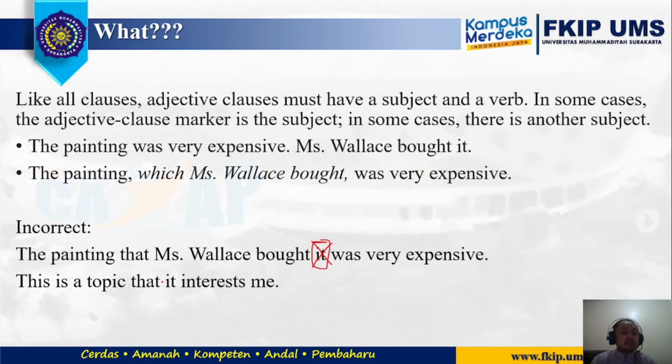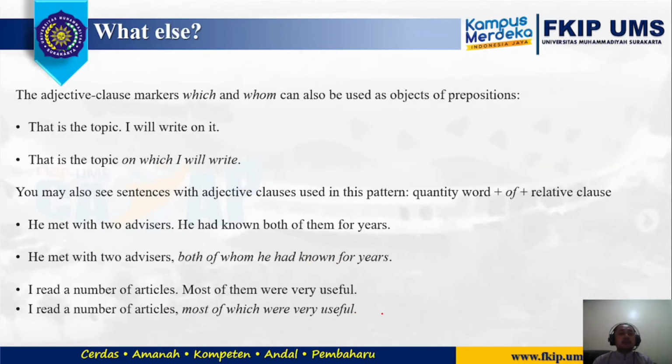Like the second sentence here, it is almost the same case. This is a topic that it interests me. Topic interests me. So it means that we do not have to put it again here. So that's why it's incorrect. We should not put another noun to make the adjective clause here. Now I think it's the same.